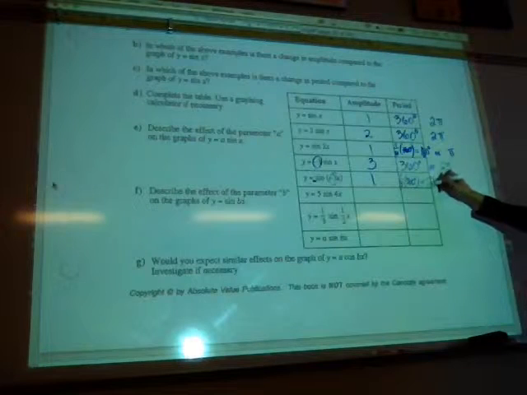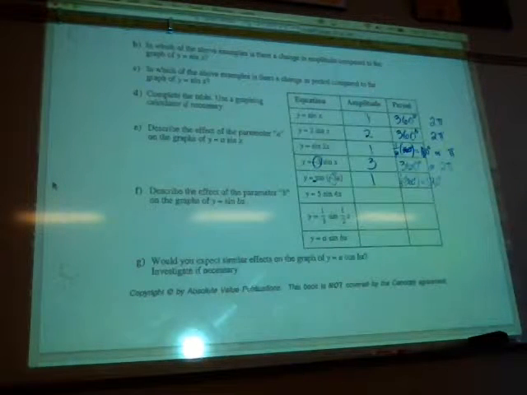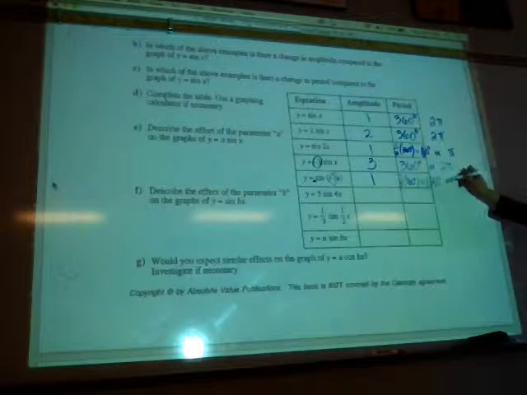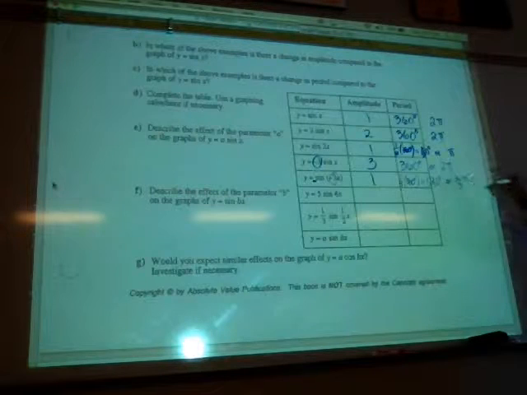That gives us 120 degrees, and what would that be in radians? 2/3, thank you. 2/3 pi.